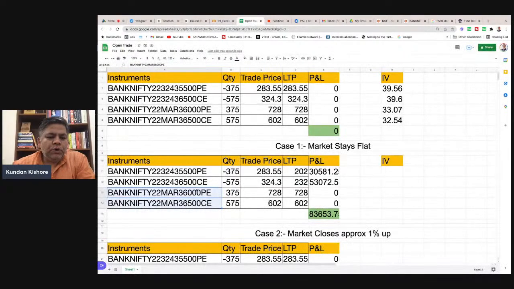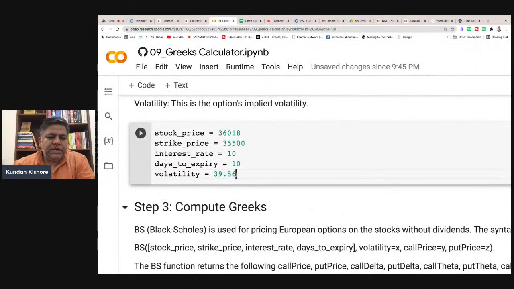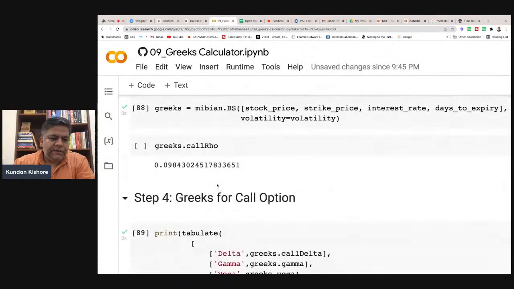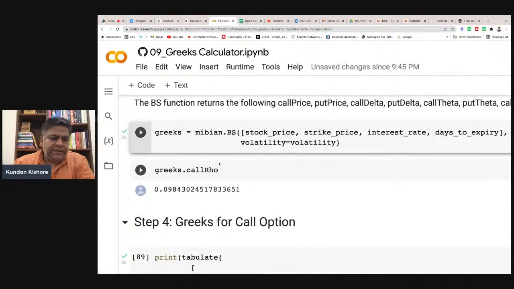And if I go to the put option of month 36,000, then you can see here that it is 728 and the IV is 33.07. So I'll change the IV to 33.07. 36,000, 35,500 is the put. So I have not taken the 35,000 put, but the 36,000 put. So this is my strike price if you see here in the buy trade. So 36,000 put. Let's find out whether the prices are matching or not.